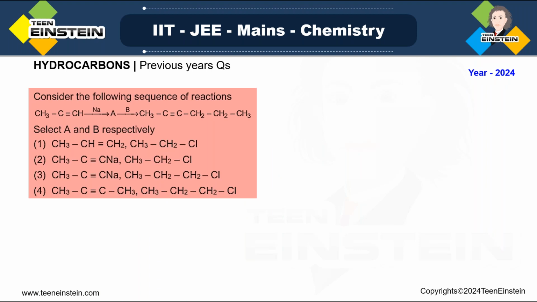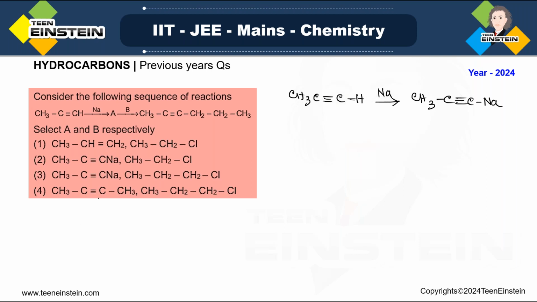Consider the following sequence of reactions. Here, the first molecule given is CH3C triple bond CH. So there is a terminal hydrogen. Now when you are treating it with sodium, this terminal hydrogen will be replaced by sodium. So what you will get? You will get CH3C triple bond CNa.